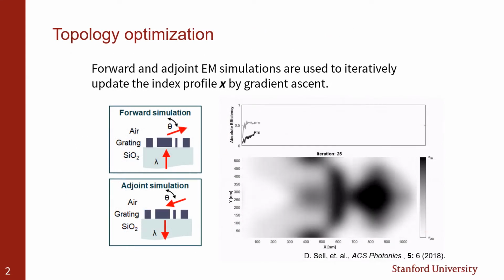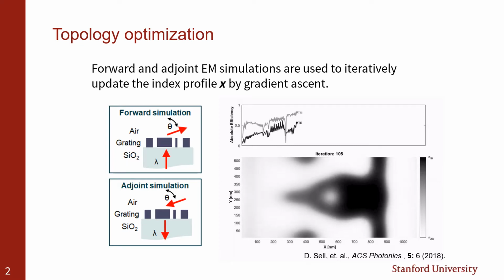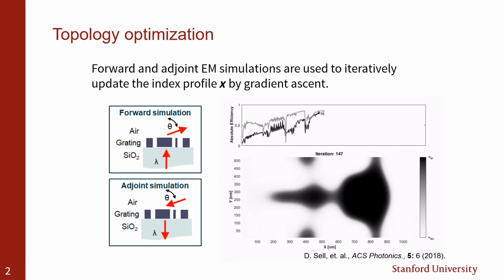Topology optimization based on the adjoint variable method is an iterative optimization process based on gradient descent or gradient ascent. Here on the right, we're looking at the top view of a unit cell of a deflector. We optimize the material distribution or the shape of the pattern for a certain design objective.